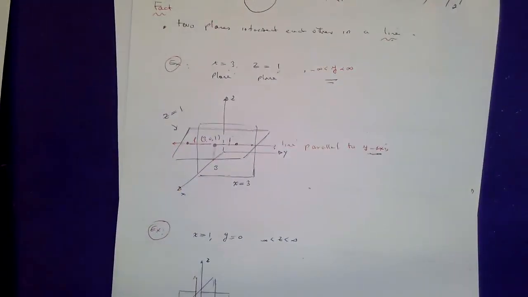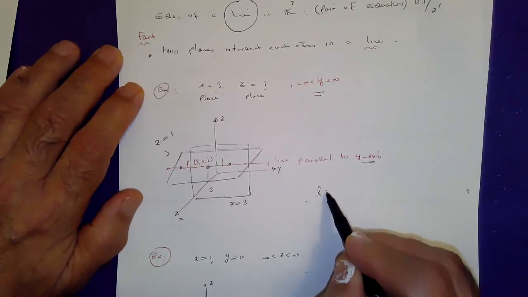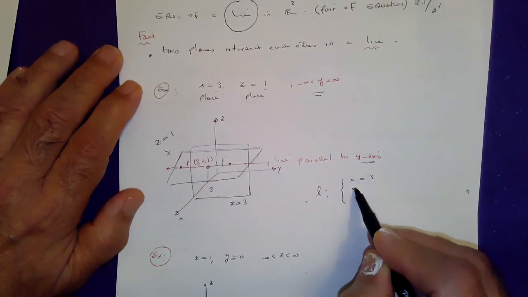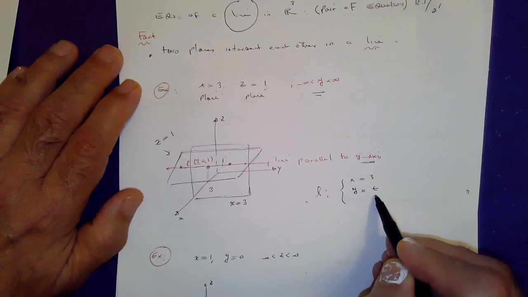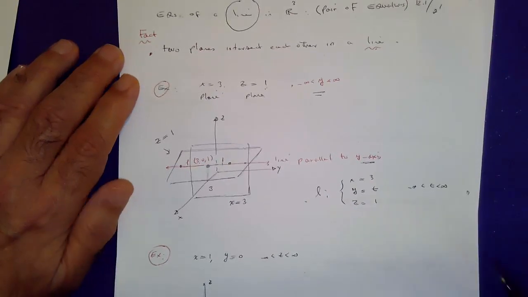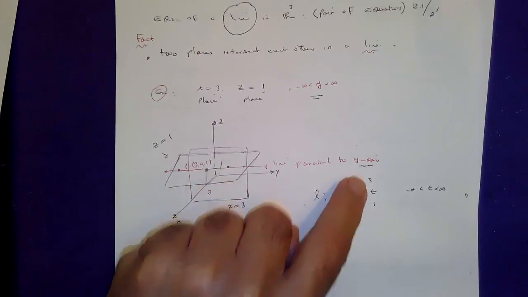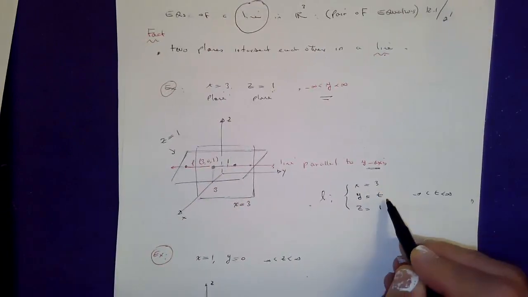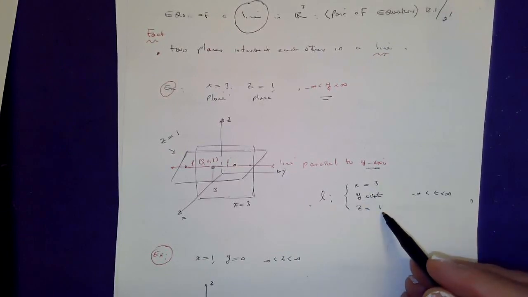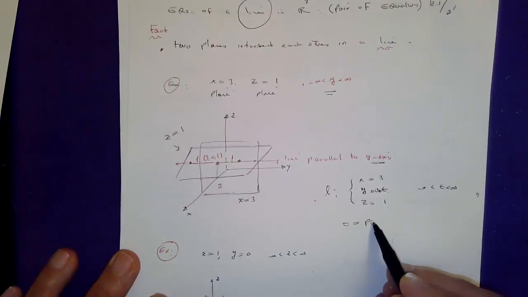So remember, y goes from negative infinity to infinity. Later on, we will see the parametric equation of this line is given as x equals 3, y equals a variable t, because t goes from negative infinity to infinity, but z is 1. So the line goes through the point (3, 0, 1) plus t times (0, 1, 0), and it's parallel to the y-axis. So t is called the parameter.